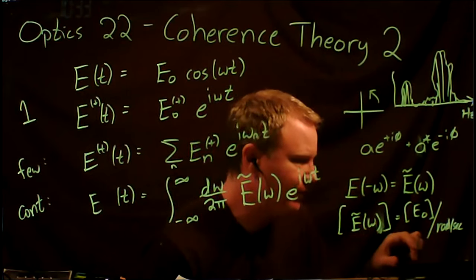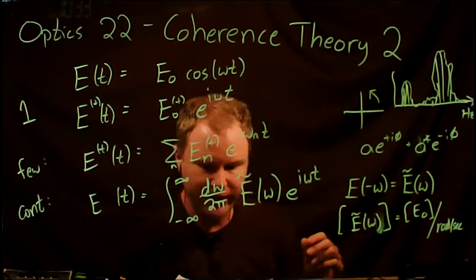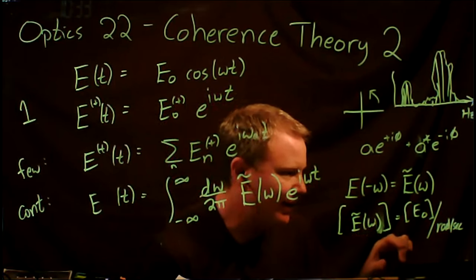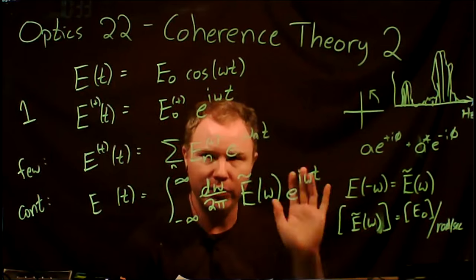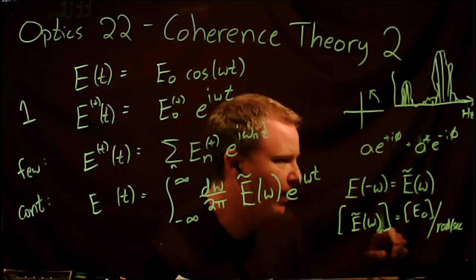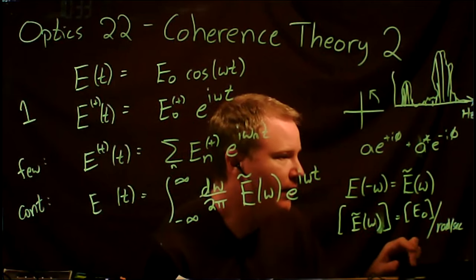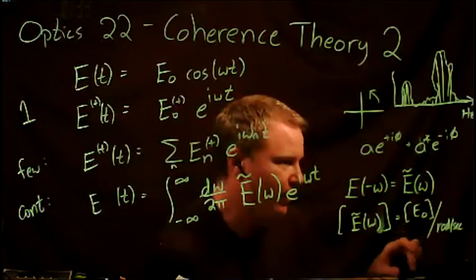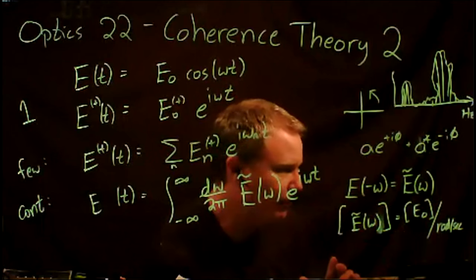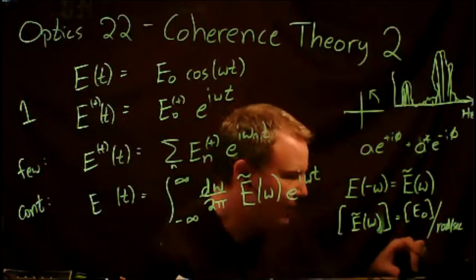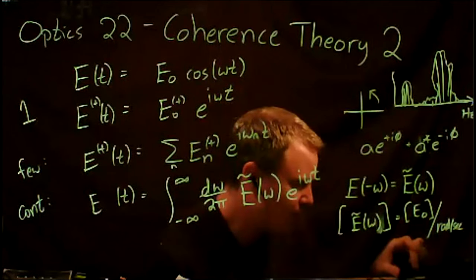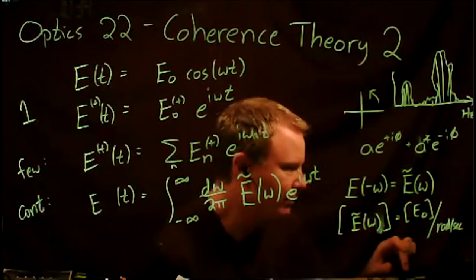Maybe I shouldn't have stopped sharing the screen. Let me ask if there are any questions about that, maybe conceptually, and then we'll dive into the math and actually talk about how to calculate these things and see what's going on. But hopefully conceptually you see that the narrower I filter the light, the longer I will have the peaks and troughs line up with each other.